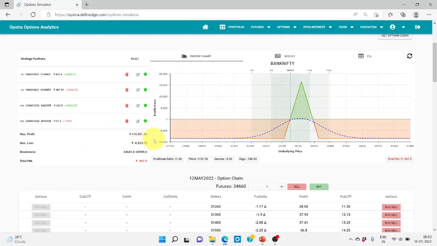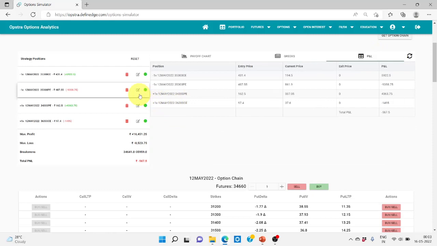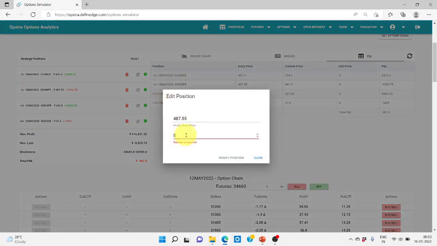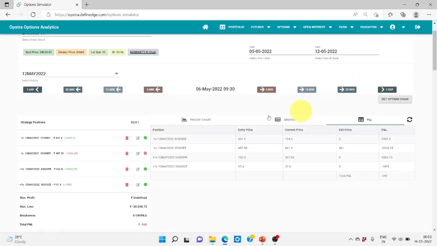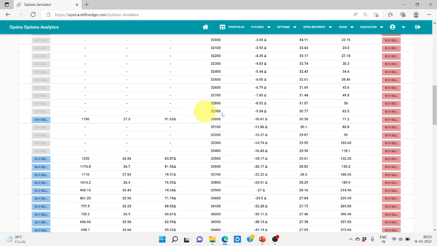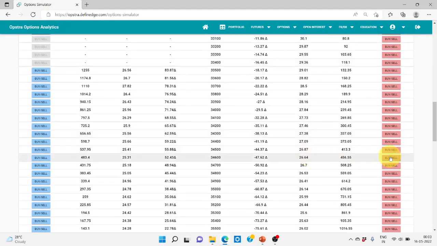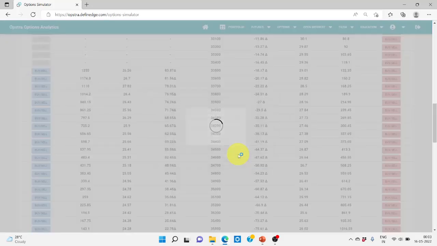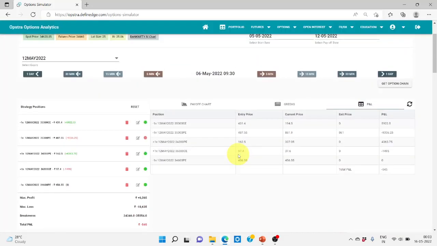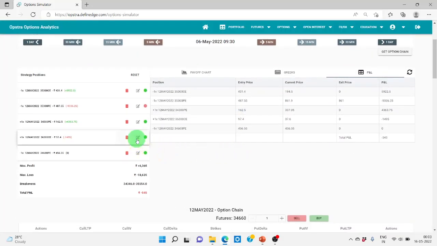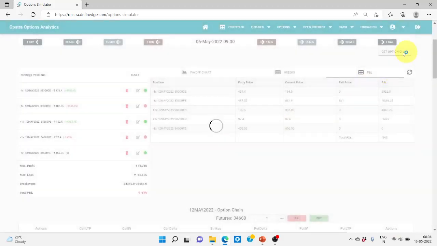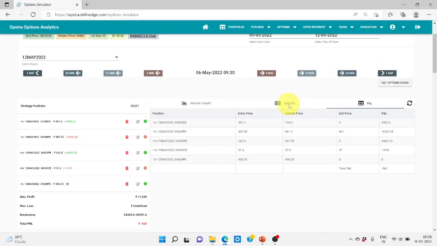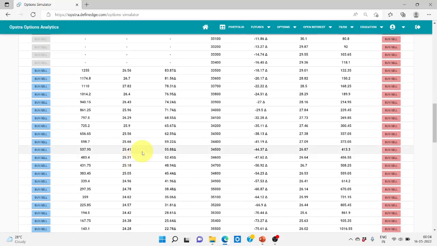So here, booking the loss-making leg on both sides. This is making a loss, the put leg that we sold. So we are going to book the loss here, and we are going to sell a 34,600 put. Similarly, we are going to cut down this loss-making leg at 37, and we are going to buy a 34,600 call.